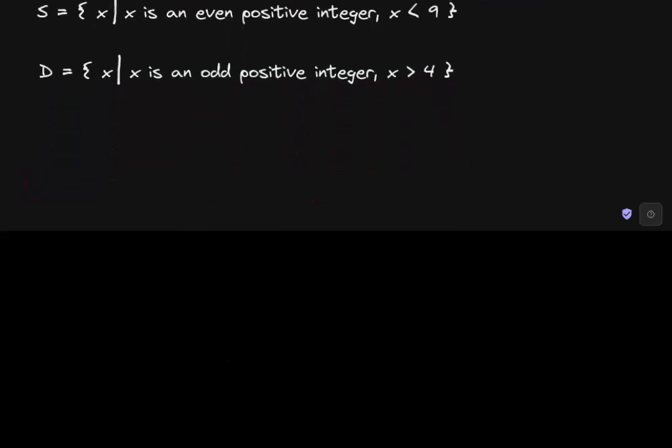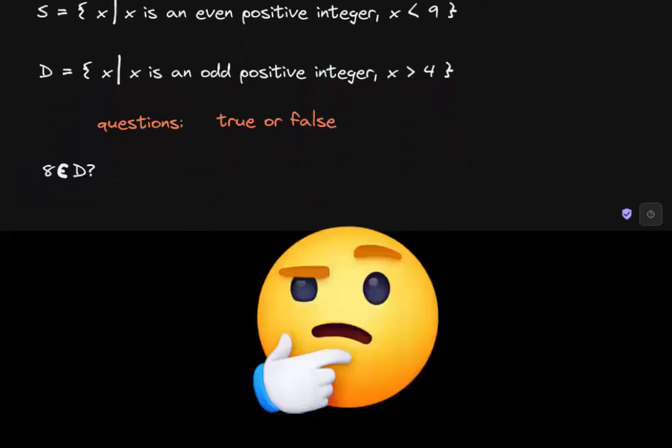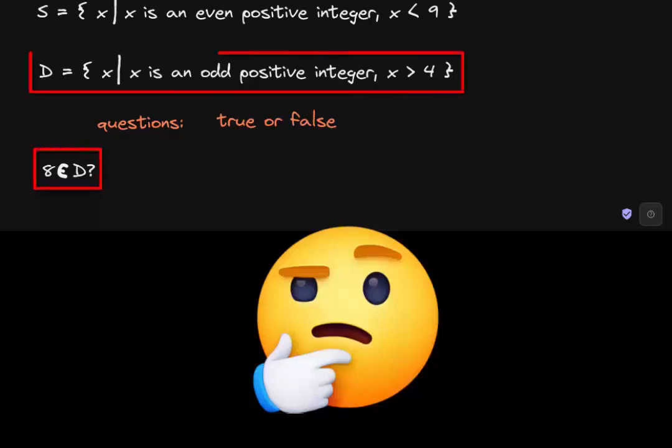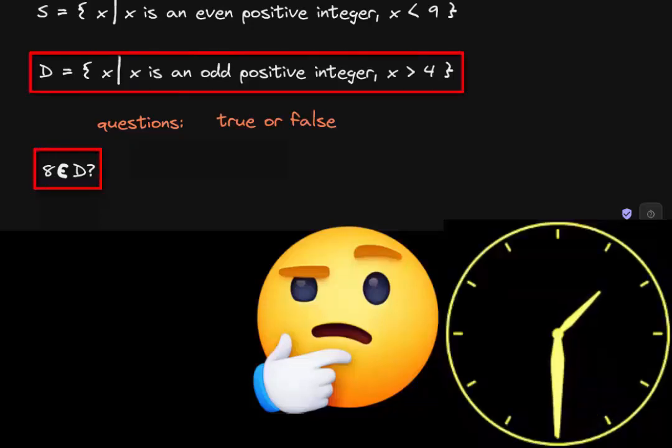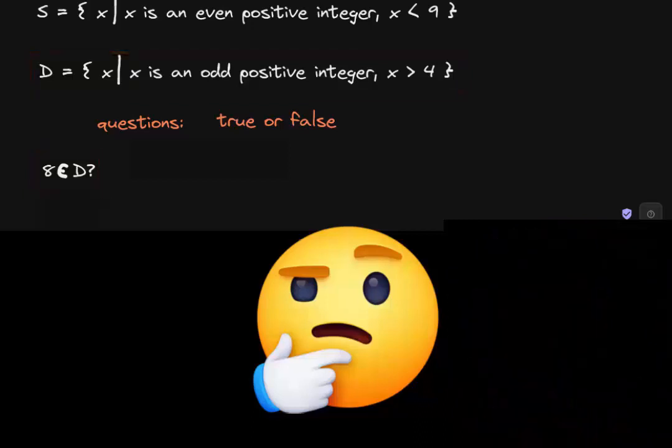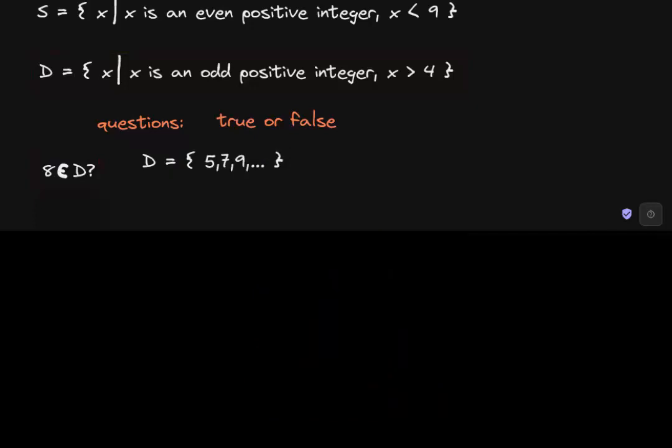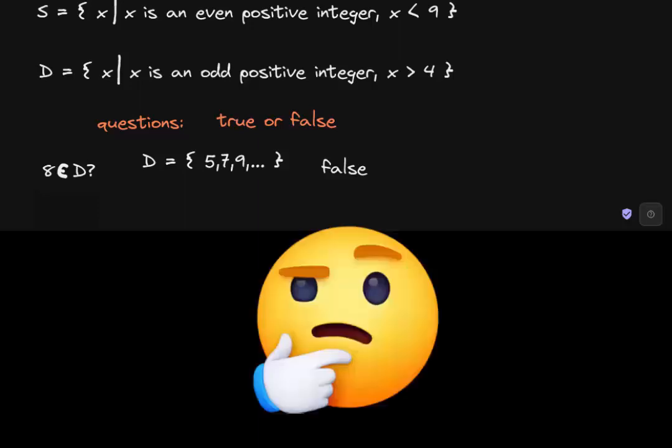Now, give a true or false as the answer. Is number 8 contained in the D set? True or false? And this is false. The D set will only contain odd integers, and number 8 is an even one.